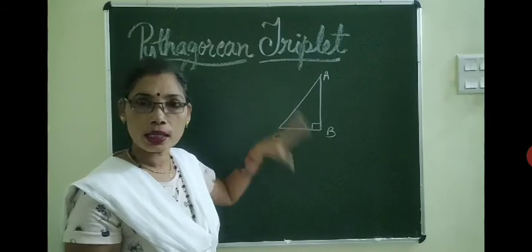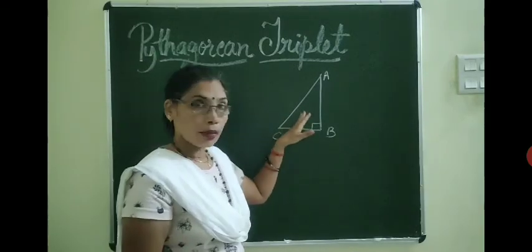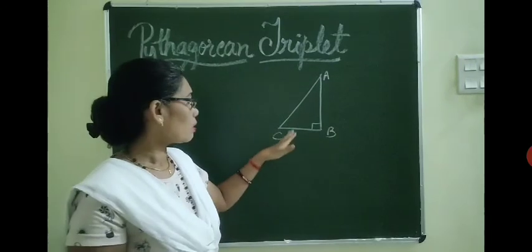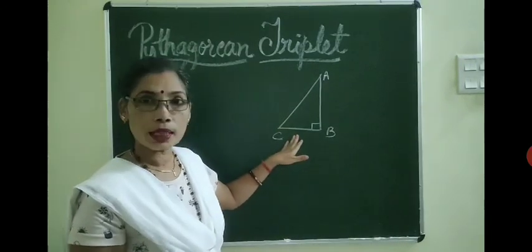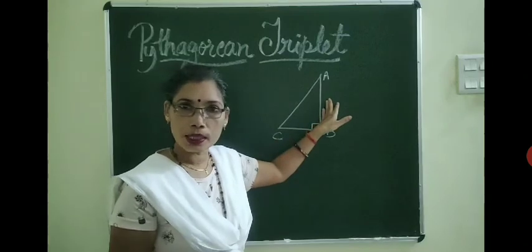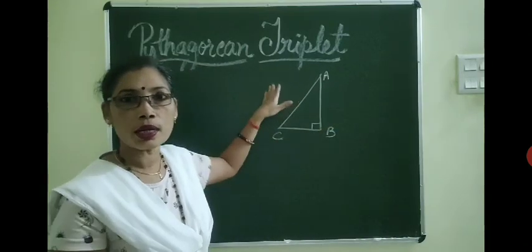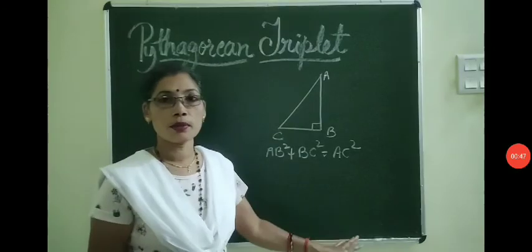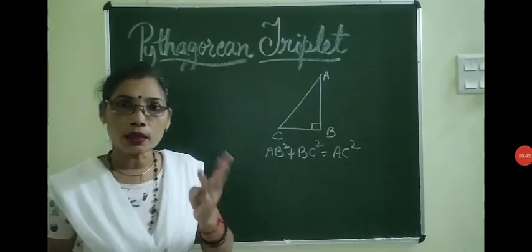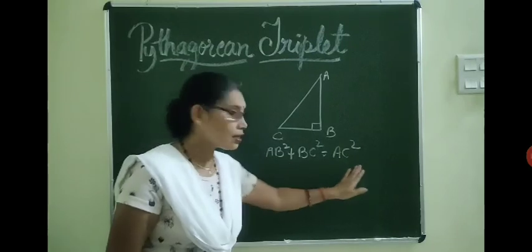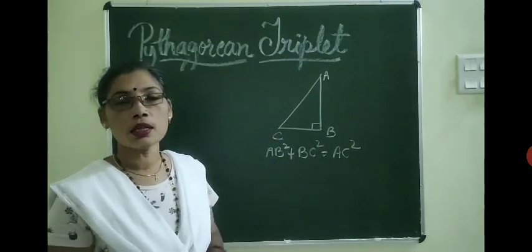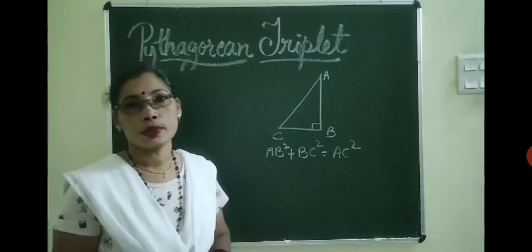Again, according to the Pythagoras theorem, the square of the base plus the square of the perpendicular is equal to the square of the hypotenuse. That is the Pythagoras theorem. If three numbers satisfy this statement, then the numbers are called a Pythagorean triplet.